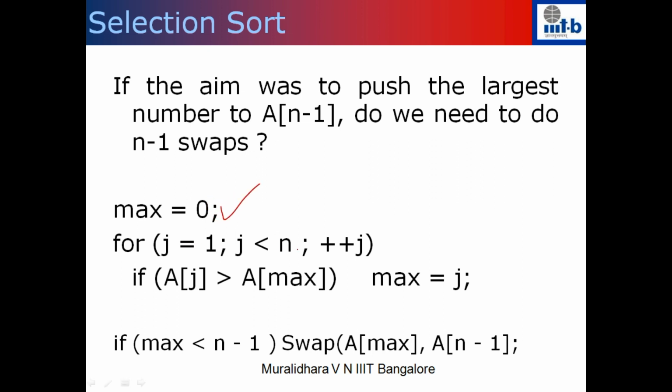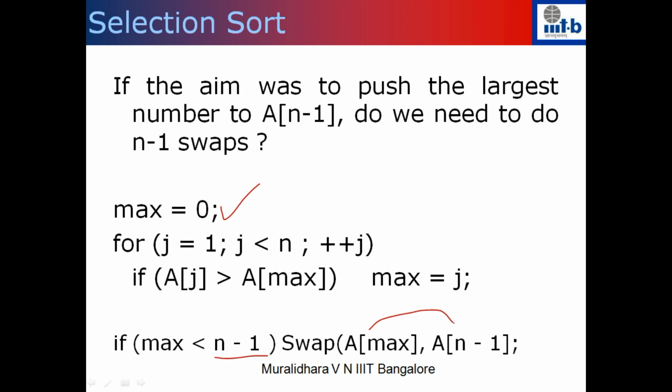Then from j equal to 1 to n, if a of j is bigger than the largest number that we have seen so far, that is at a of max, then you set the index of the largest number as max equal to j. At the end of this algorithm, max will tell you the location where the maximum number is. If this is not the same as the last location, then you swap these two numbers. So we are doing n minus 1 comparisons here.